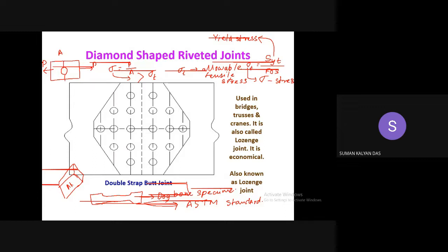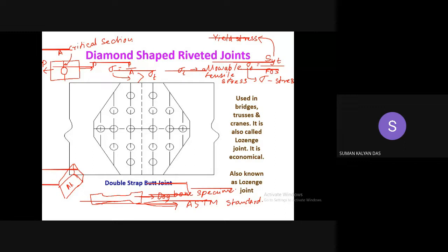This is the section where the plate will have the maximum chance of failure, because this hole has eaten up a lot of material at this position. So here is the minimum area of cross section which is supporting the load. So maximum stress will develop at this section, and this section is the section where it will try to fail. Hence, this section is the critical section. So this is the critical section.